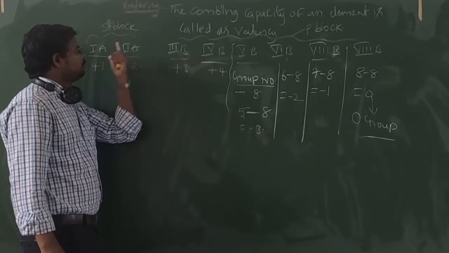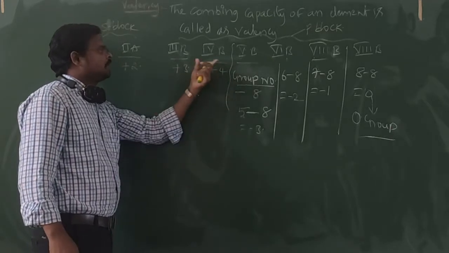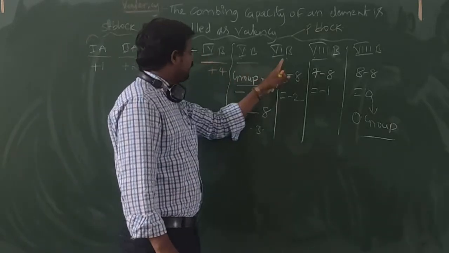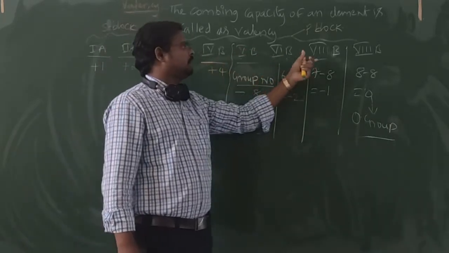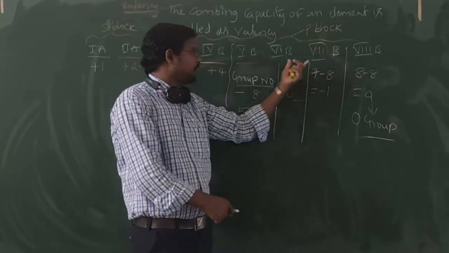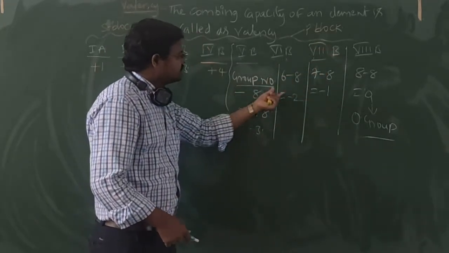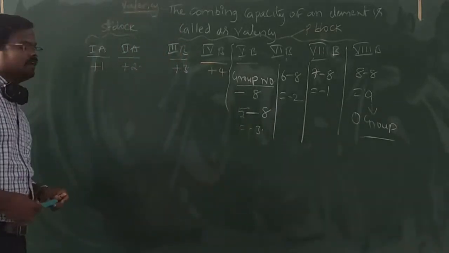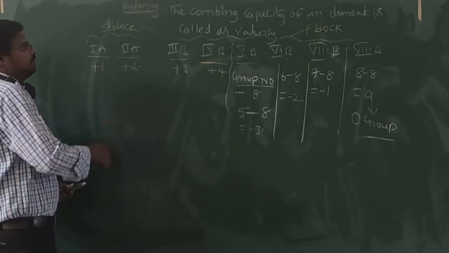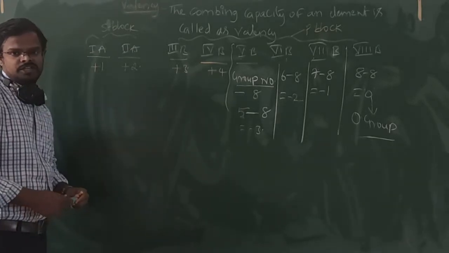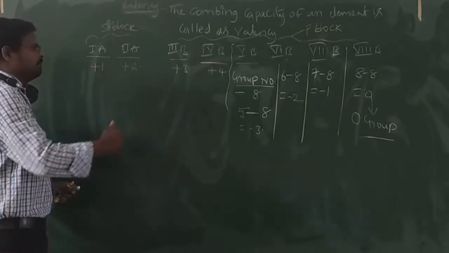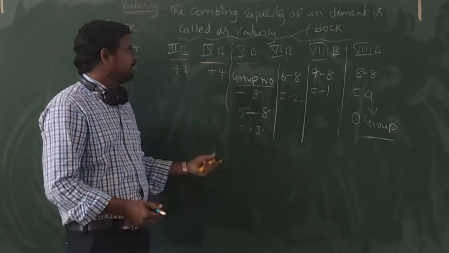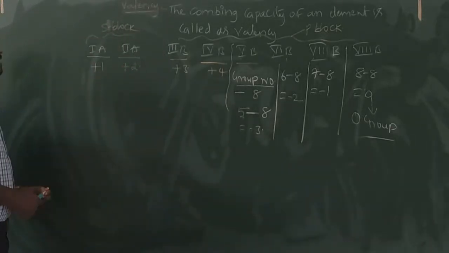Simply, from the first A group up to the fourth B group, the valency is equal to the group number. But after the fourth group, the valency of the group is equal to group number minus 8. Like that we have to calculate the valency of the group. Valency is sometimes also called the oxidation state, which is the charge carried by an element in its molecular formula. So that is the valency concept.